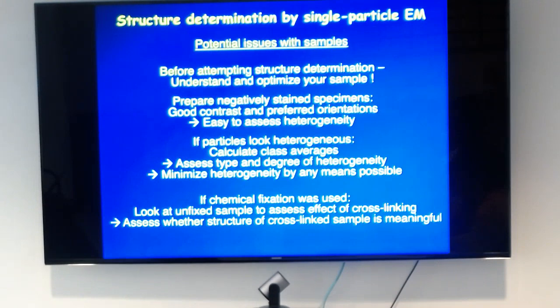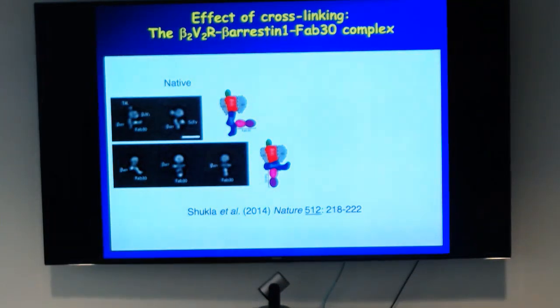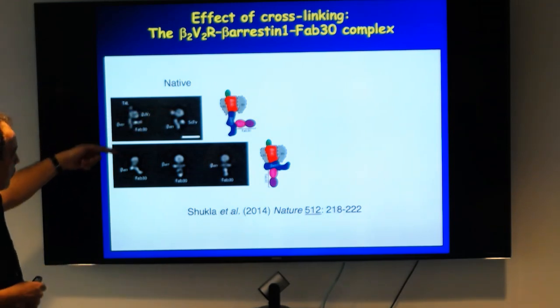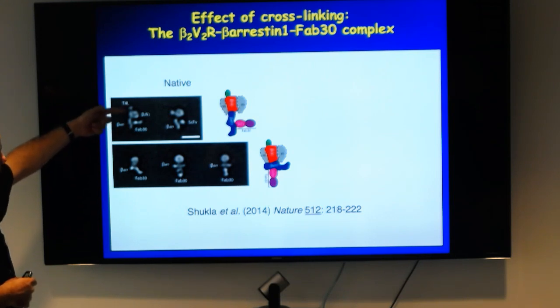And if you need chemical fixation to prevent your particle from falling apart, that's a totally fine method, there's no issue with that. But you should make sure that when you cross-link, it doesn't change the structure of your protein. A nice example is shown here by Brian Kobilka's group. This was a GPCR that he had in a complex with beta-arrestin and a little antibody, a Fab fragment, just to make it better visible. You can clearly see the GPCR, and here, this is the beta-arrestin.